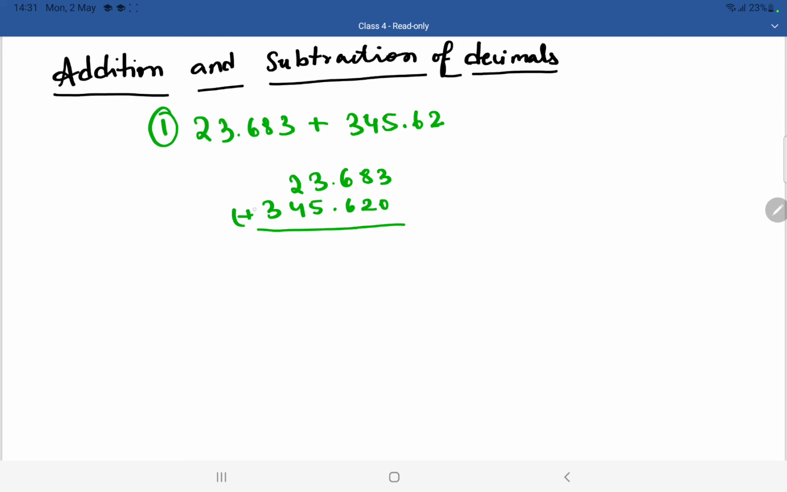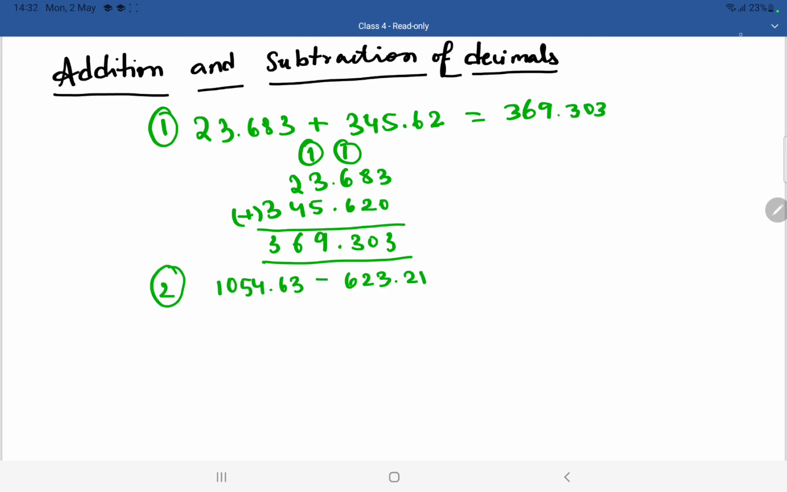Now they told me to add them. So 3 plus 0 is 3. 8 plus 2 is 10. So 0 here, 1 carried. This will become 13. Here the point is there, so put a point. This will become 9. This will become 6 and 3. So 23.683 plus 345.62 is equal to 369.303.